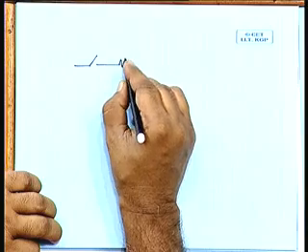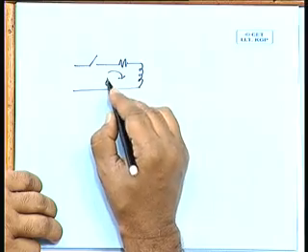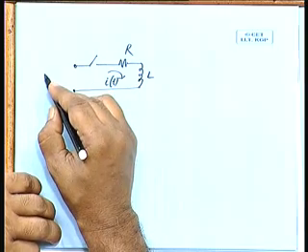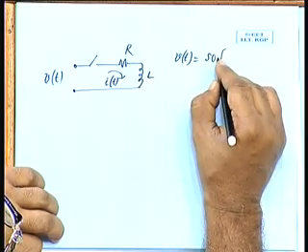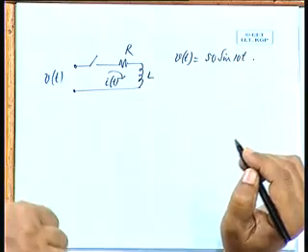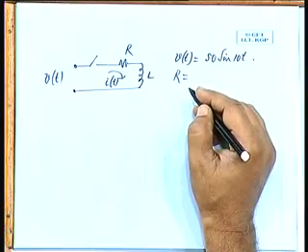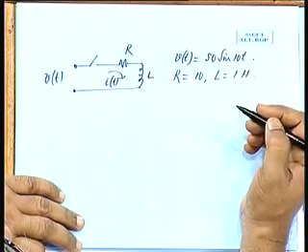So, let us take a simple example. We have a resistance and an inductance. We may be interested in finding the current i t when we are exciting this by a voltage V t. Suppose V t is given as, let us take an example, 50 sin 10 t. R is say 10 ohms, inductance is 1 Henry. What will be the current i t?